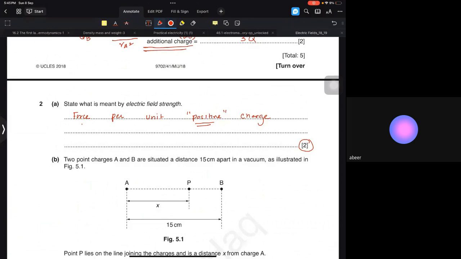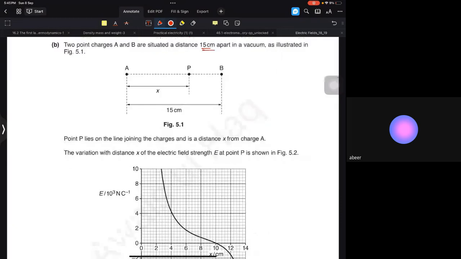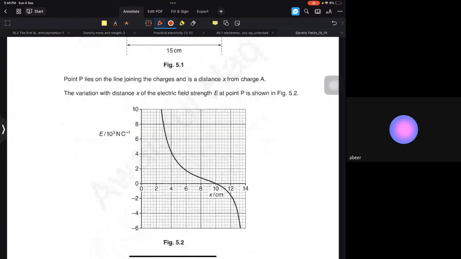Anyway, now 2 point charges A and B are situated at a distance 15 centimeter apart in a vacuum as illustrated. Right? Now point P lies on the same line joining the charges and distance x. Fair enough. The variation of distance x electric field strength E at point P is shown.